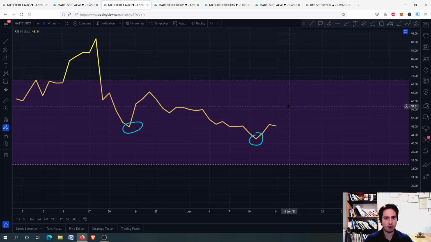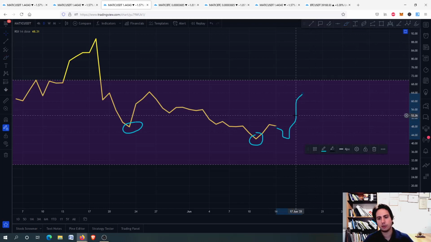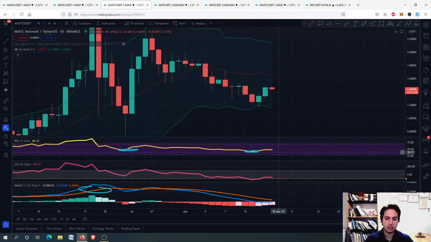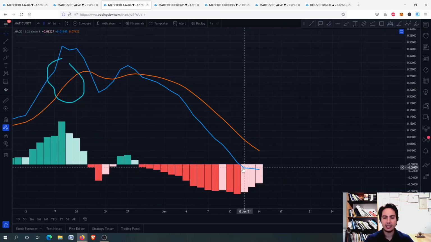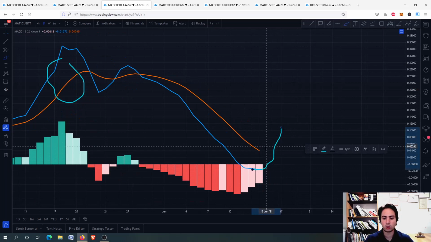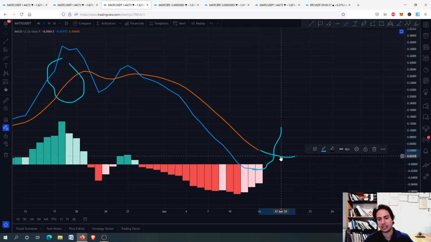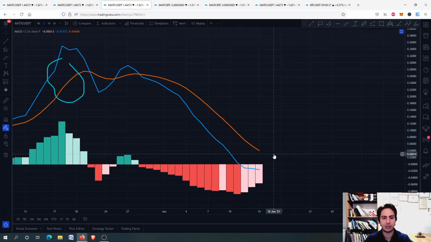Alright, so therefore I believe even if we go a little bit downwards, we will have room to grow afterwards. So let's see the MACD on the daily frame. You can see here the blue line is having a pretty nice angle. It wants to cross the signal line right here, the orange line, and we might have a bullish scenario.